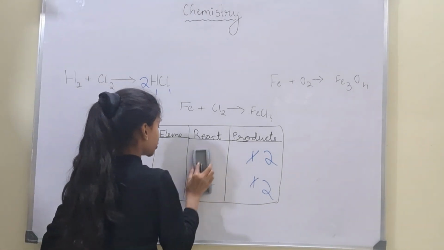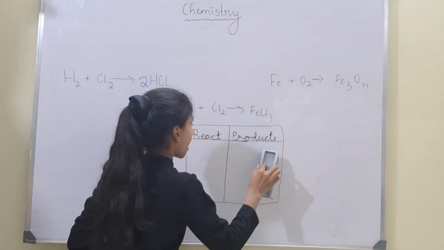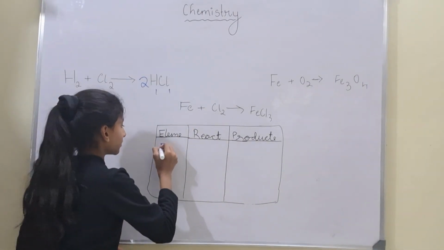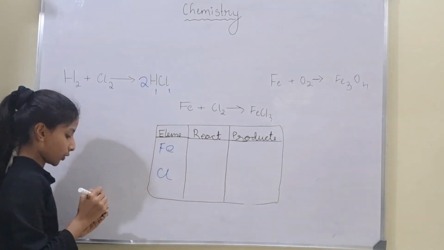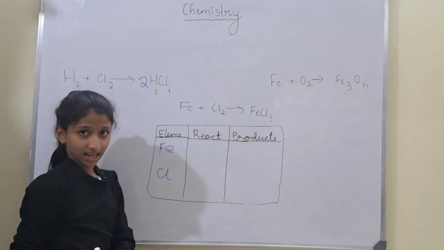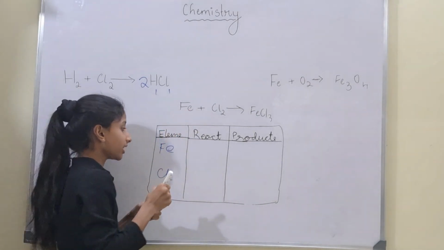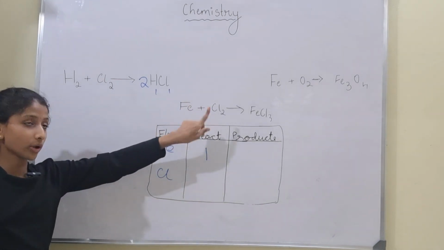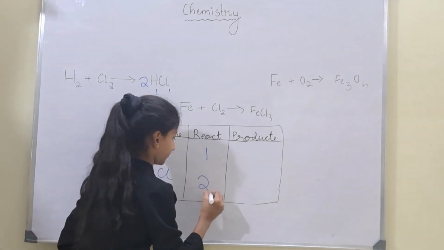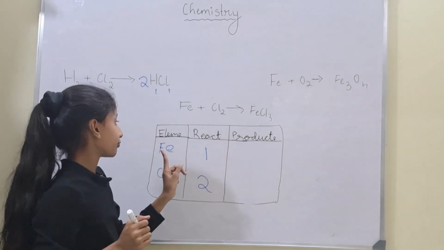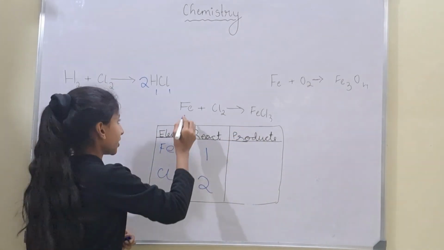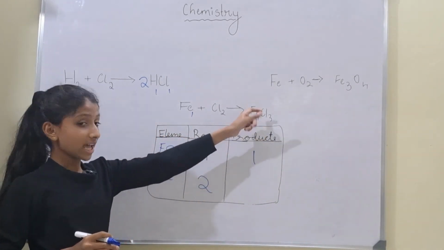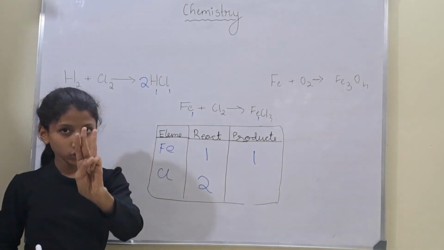Now in this equation there are 2 elements, iron and chlorine. On the reactant side, for iron, there is 1 atom. For chlorine, there are 2 atoms. On the product side, for iron, if nothing is there, we consider it as 1. So, 1. And for chlorine, on the product side, there are 3 atoms.